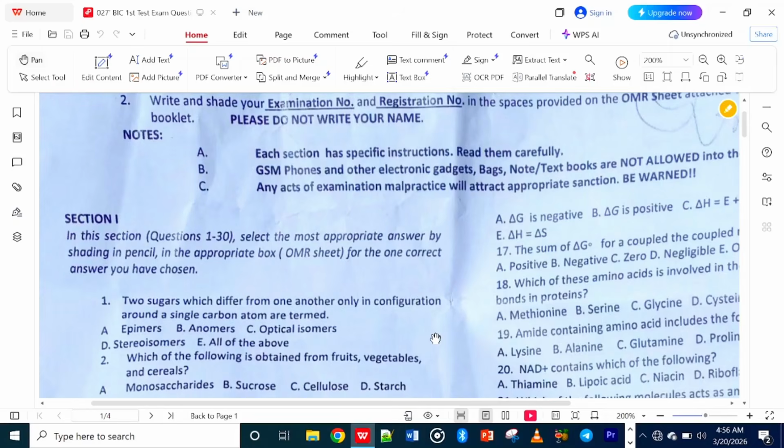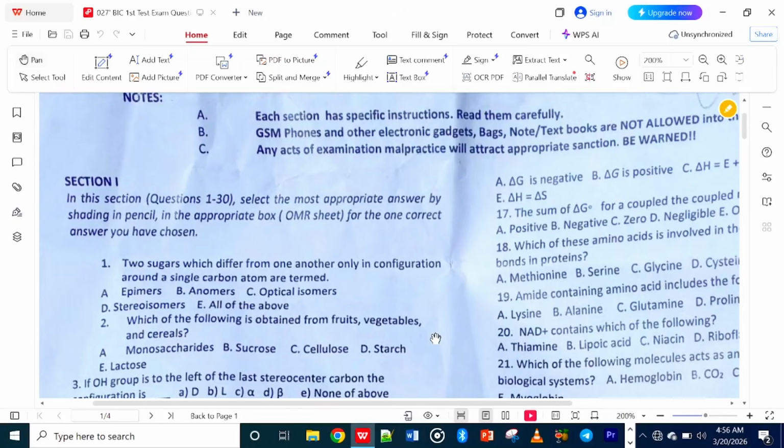If you take a look at this one now, you see number 1 question is: two sugars which differ from one another only in configuration around a single carbon atom are termed what? A, B, C, D. You pick the correct answer. If you know the correct answer, just put it in the comment section.